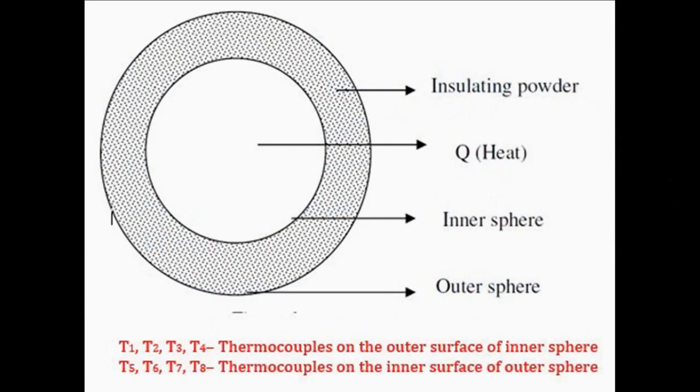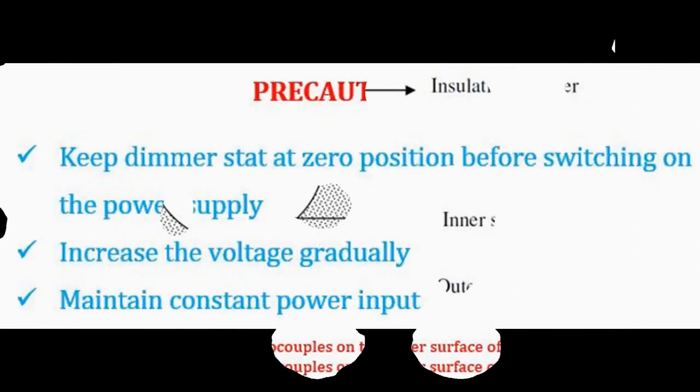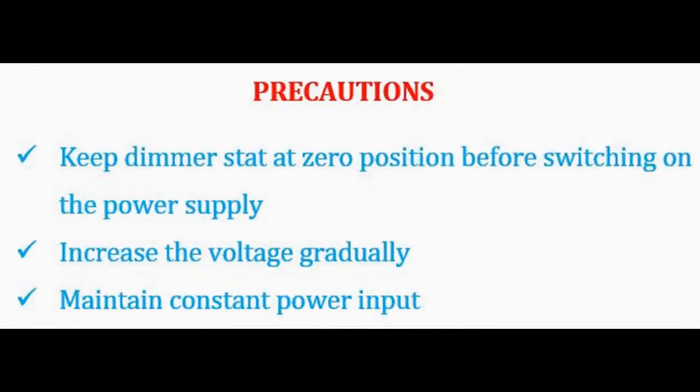Now the inner sphere acts as the heater, and from that sphere heat will be conducted to the second sphere. Both are made of metal, and the space in between is filled with the powder. So the heat has to conduct through the powder to reach the other part. So these are the precautions we take where we do the experiment.